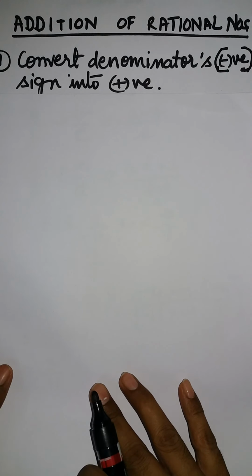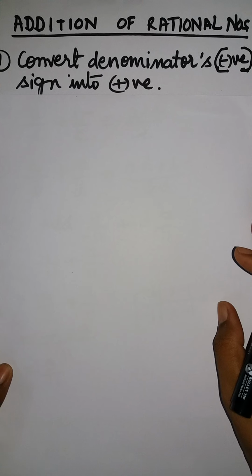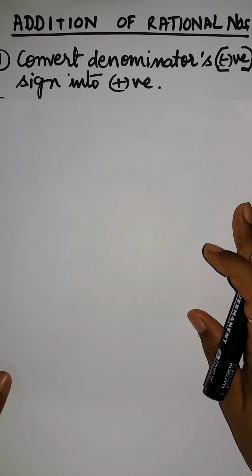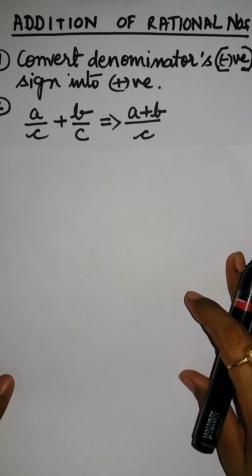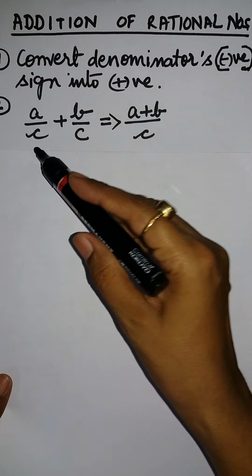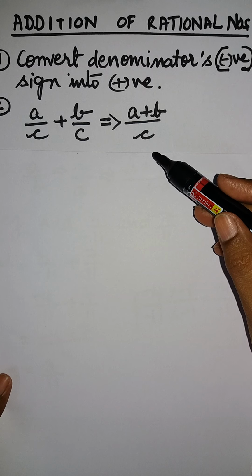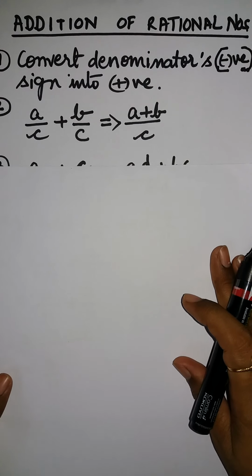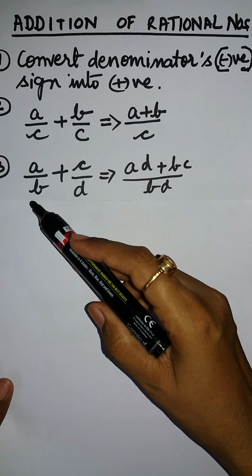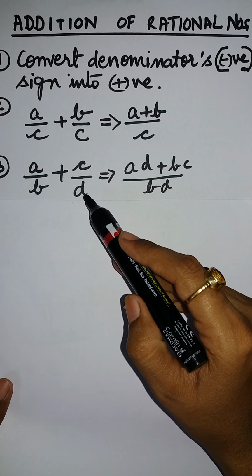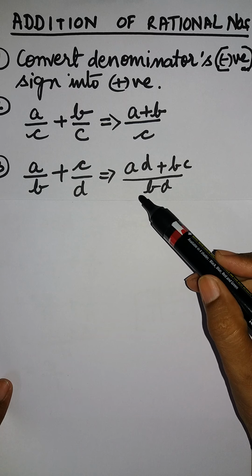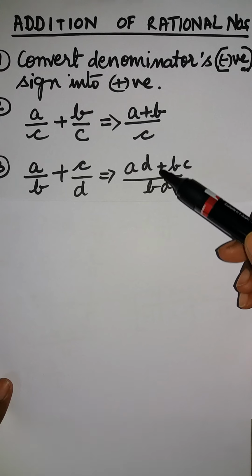First step, convert each of the rational numbers with a positive denominator. If the denominator is negative, change the sign to positive. Second, if the denominators of the rational numbers are equal, we add their numerators and keep the denominators same. Third, if the denominators of the rational numbers are different, we change them to the equivalent rational numbers with the same denominators and then add as above.